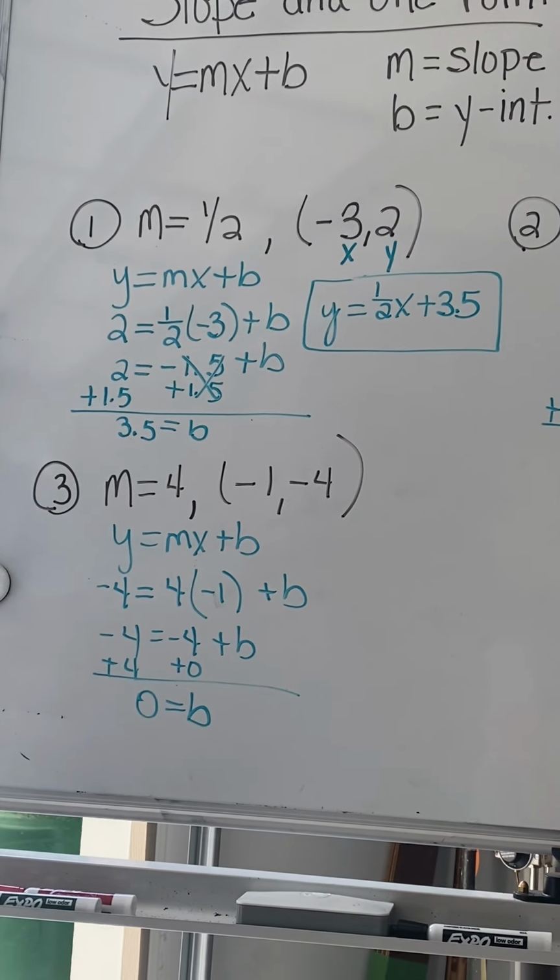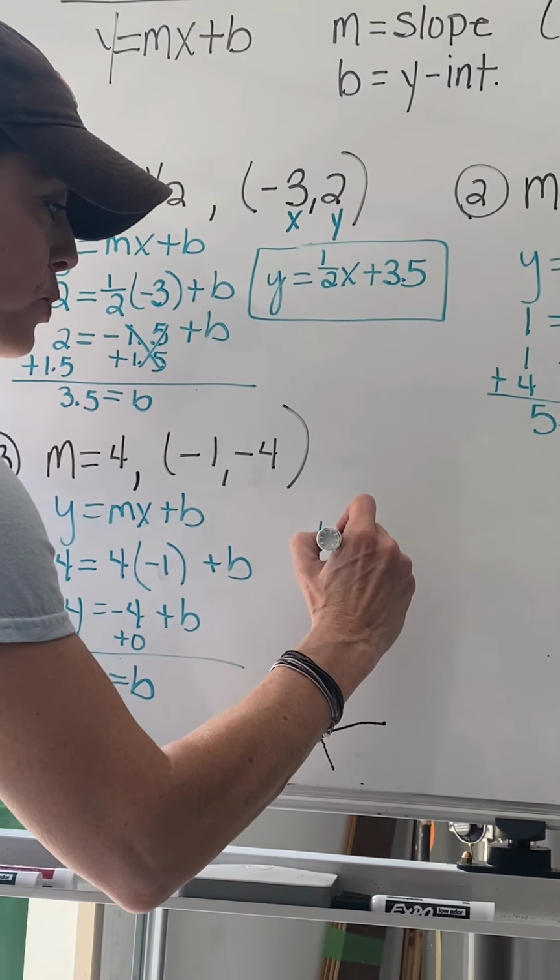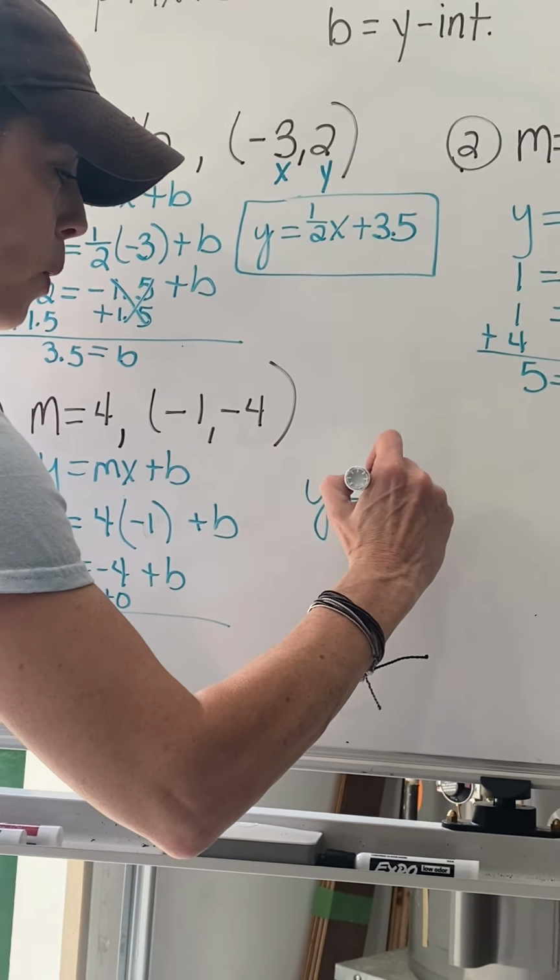There's two ways that you can write this equation. You can just write it as y equals 4x because the y-intercept is 0, so you don't have to put that. But if you're more comfortable showing it all the way out, you can do 4x plus 0. Both of those are equivalent and are fine.